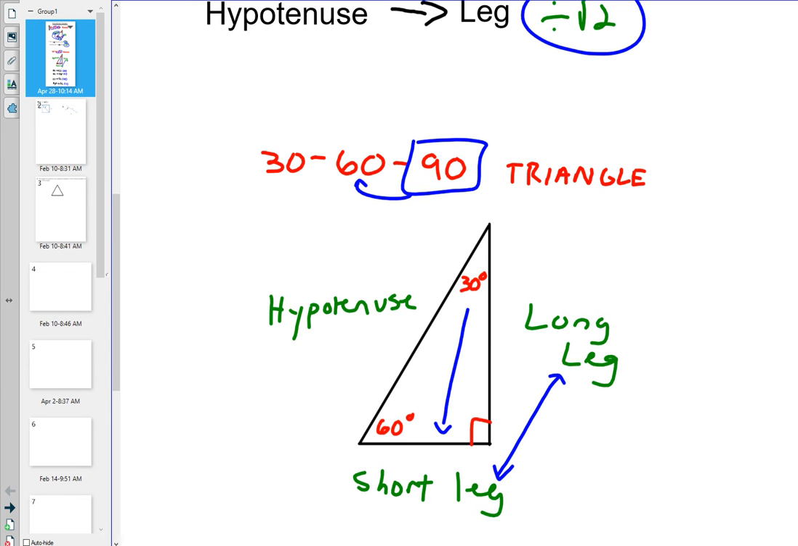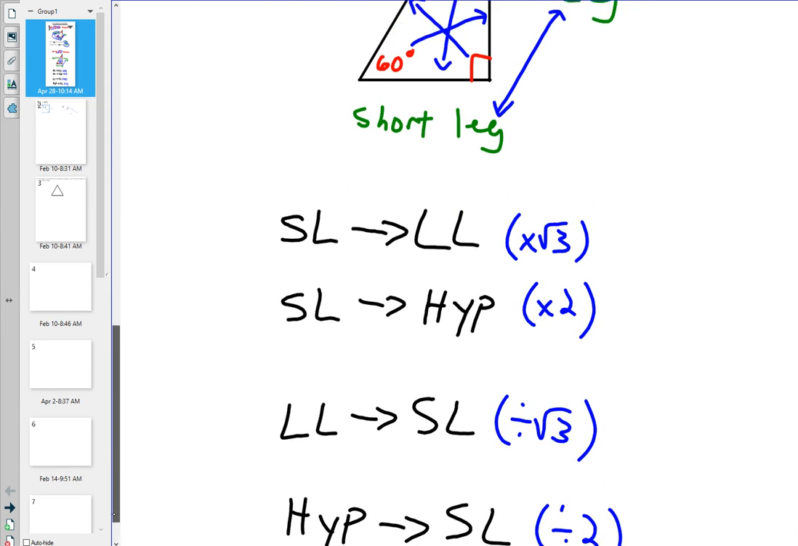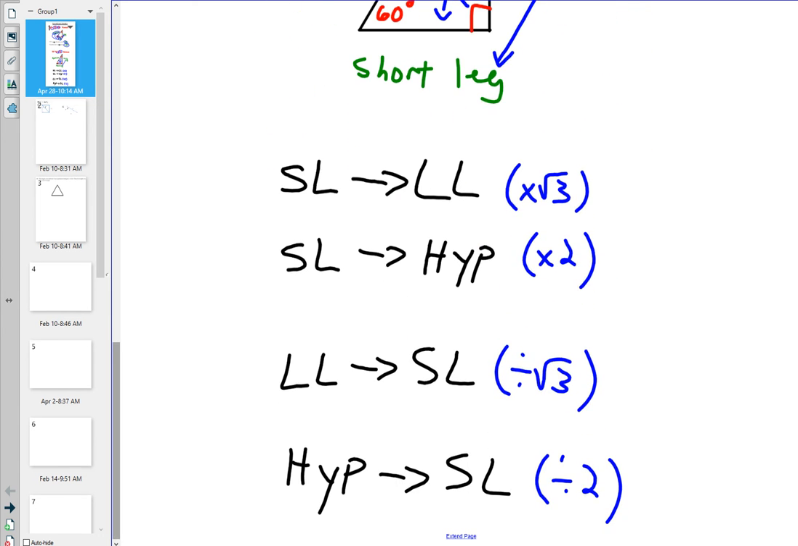The short leg is always across from the 30. The long leg is across from the 60, and then in any type of right triangle, the hypotenuse is always across from the 90. See if you can figure out these abbreviations. What do you think SL stands for? Short leg. So if you start with short leg and you need long leg, what do you do? You multiply by square root of 3. If they give you short leg and they want the hypotenuse, this will be one of the easier ones. It's just times 2, not times square root of 2, it's just times 2.